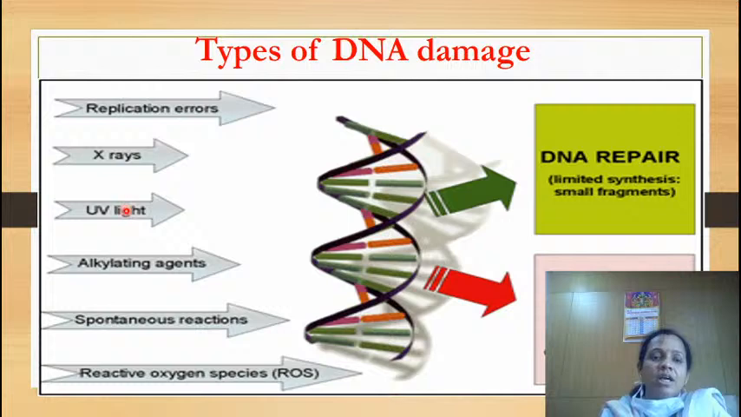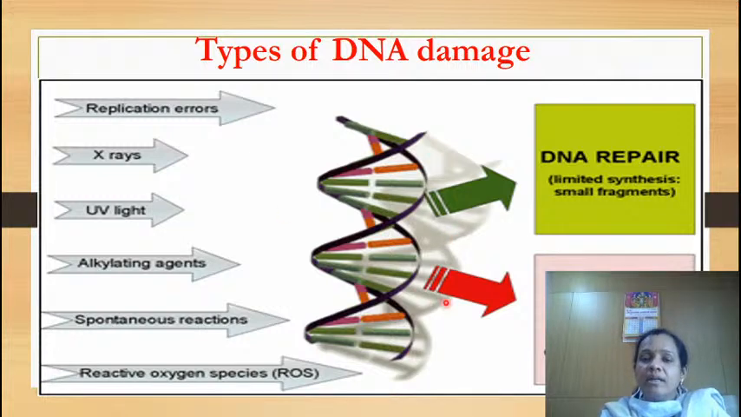Then X-rays, UV light, alkylating agents, spontaneous reactions. In the free radical formation we have seen there is development of spontaneous reactions that will damage the cell wall. So in that also they will be damaging the DNA. Next, reactive oxygen species. So these are the things that will be damaging the DNA.